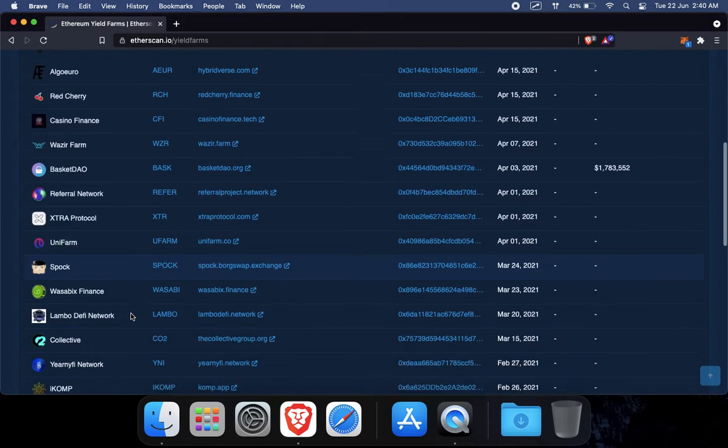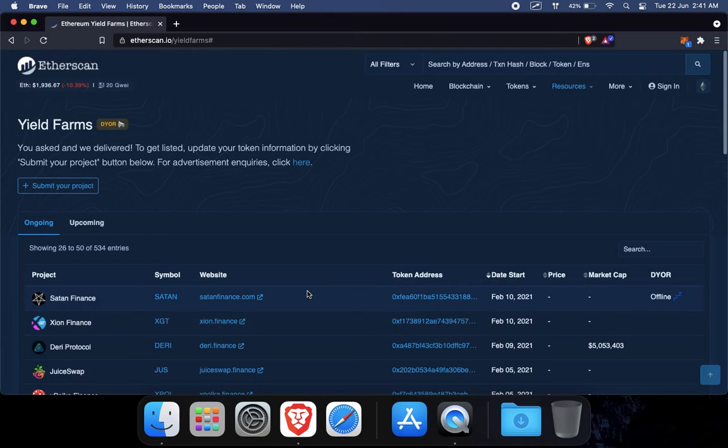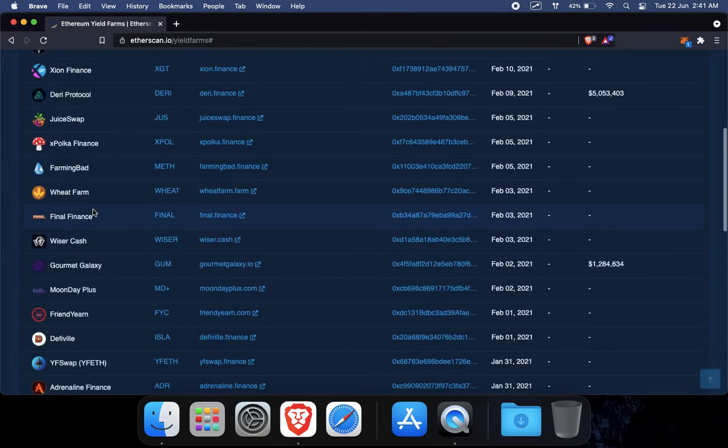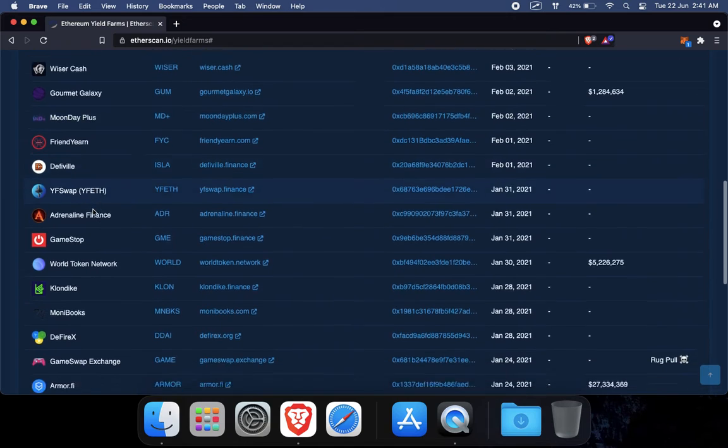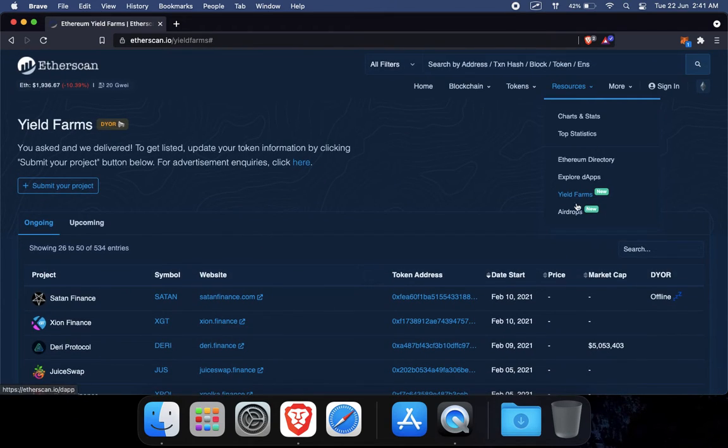Let's see if there's a yield farm here I recognize. There are a lot. I mean, every 5 minutes there's another yield farm popping up somewhere. So Satan Finance, they come up with all sorts of funny names, these farms. Some of them are legit, of course, but you have to be careful.